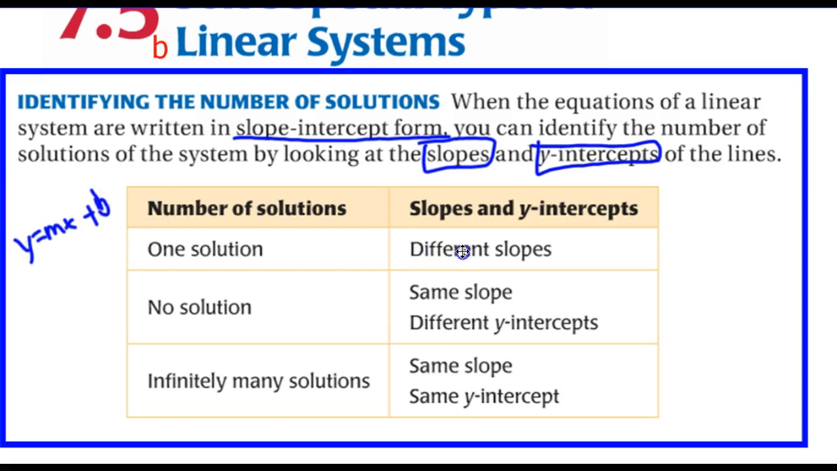One solution is when they have different slopes, because that means that they will cross each other. No solution is when they have the same slope and different y-intercepts. So no solution would be when they are parallel. And infinitely many solutions when they have the same slope and the same y-intercept. So that's when they are just one solid line.